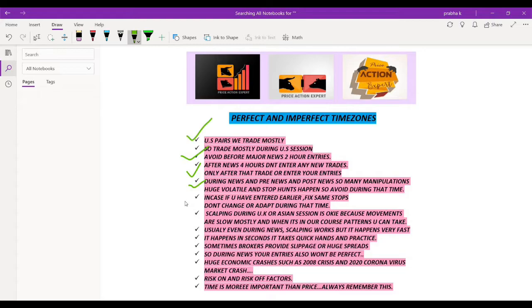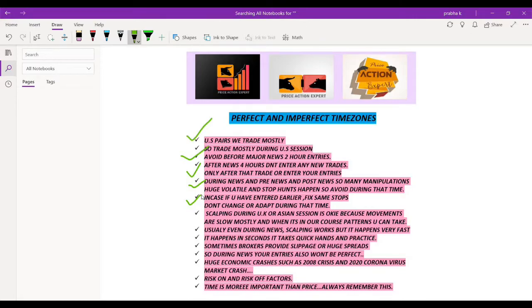In case you have entered a day before and your target hasn't been reached, don't worry at all. Just leave it. In case you have entered 2 days earlier and the target hasn't been reached, either it should hit the stop loss or it should hit the take profit as per our 1% rule. If neither of those happened, you just leave it as it is. No problem at all.